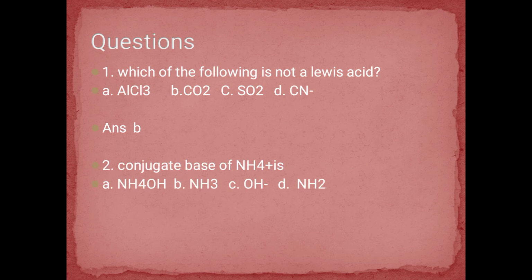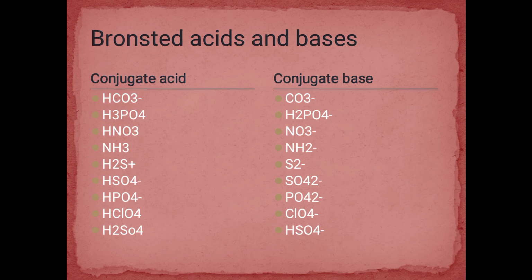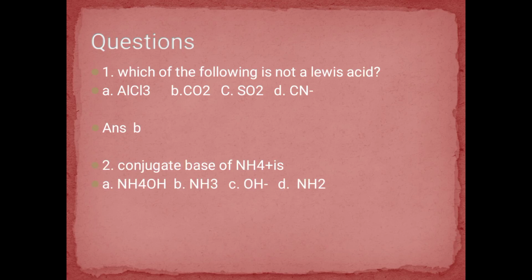Next example we have is the conjugate base of NH4+. If you go through the table, you can easily make out. Let me go to the table. Conjugate base of NH4+. I guess it's not there, but you can do the reaction and see. The answer is B, that is ammonia.